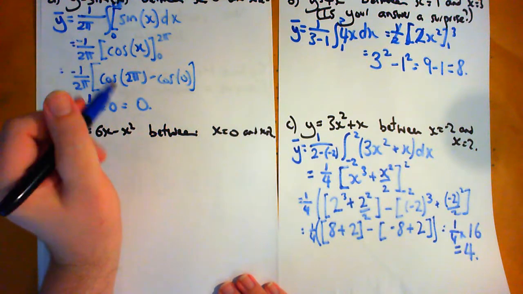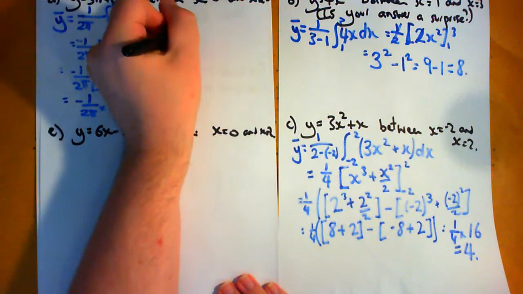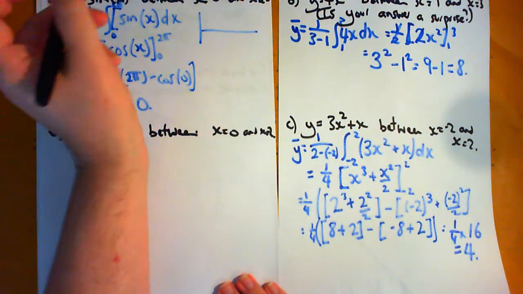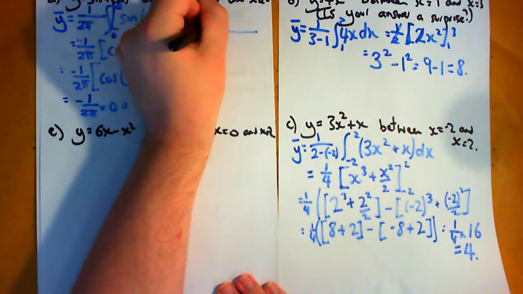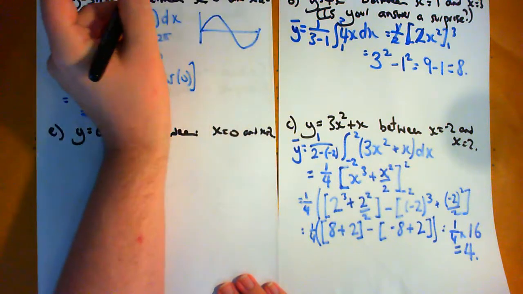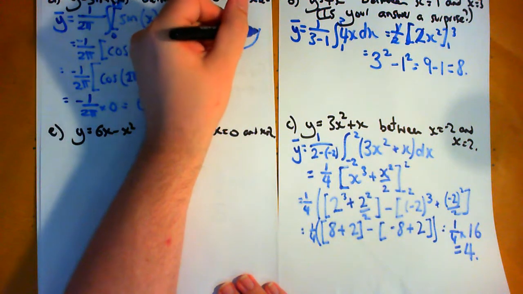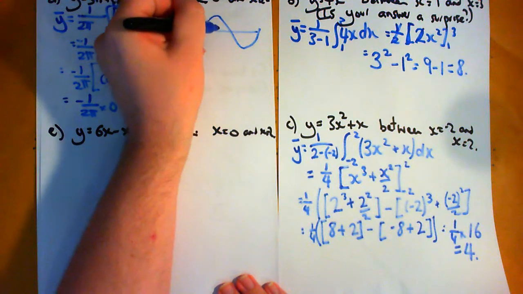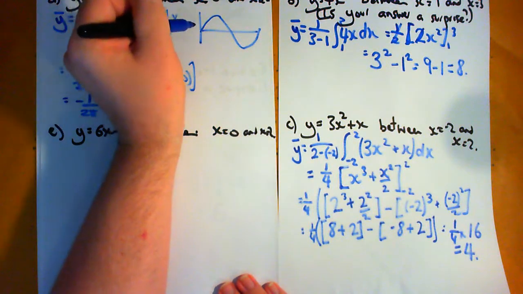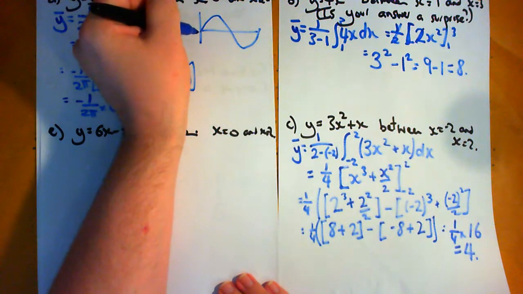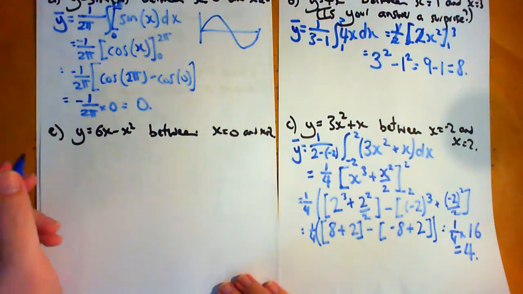Let's see if 0 makes sense. So if we quickly sketch a sine x graph, which recall looks like that, and it spends as much time under the axis as it does above the axis, which means that 0 is not too much of a surprise. On average, it is 0.